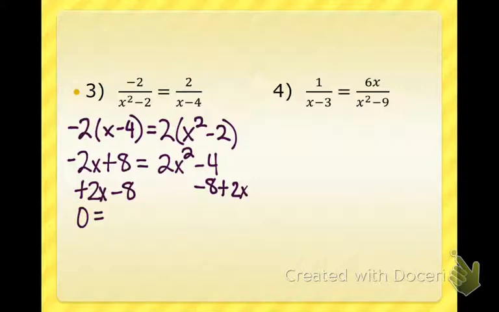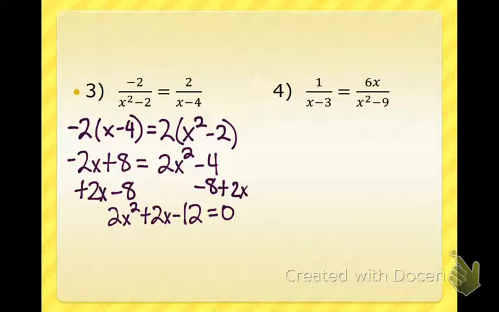So I end up with 0 is equal to what? 2x squared plus 2x minus 12. Good. Did you put the 0 on the other side? Yes, if you want to move your 0 to the other side, that's totally fine. It does not matter to me. It's just got to be equal to 0 somewhere. One side or the other.